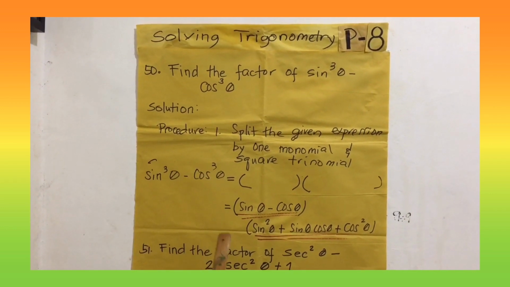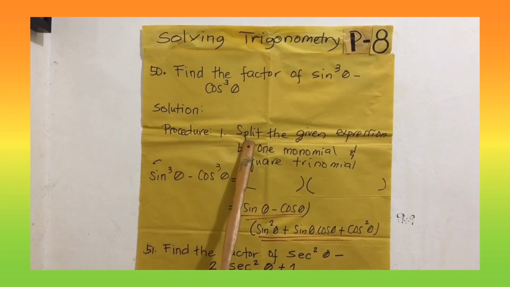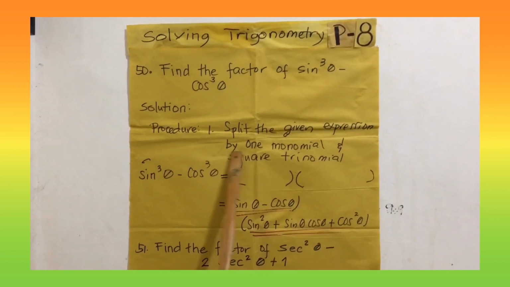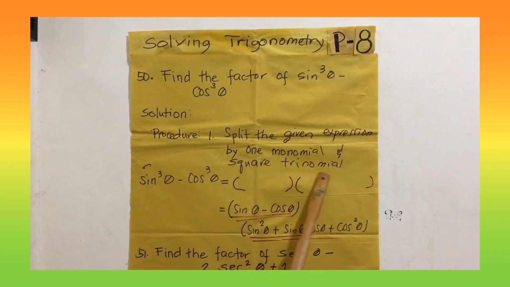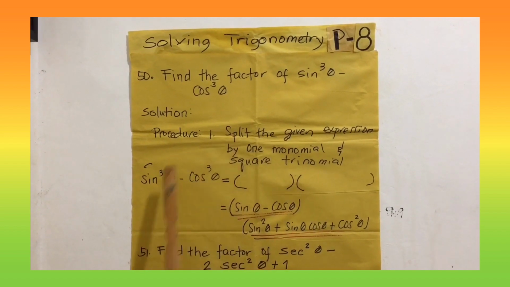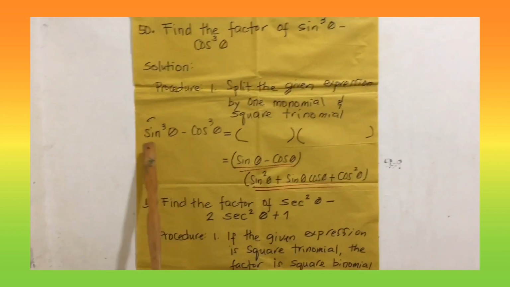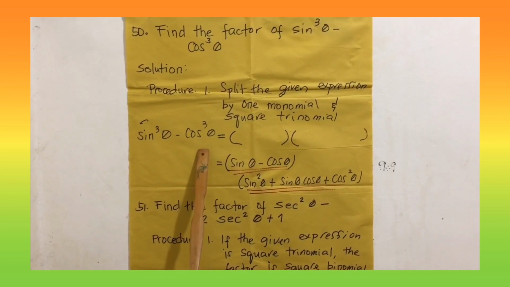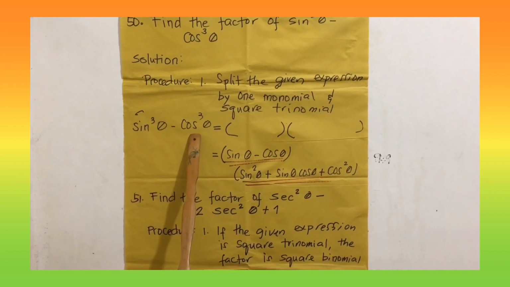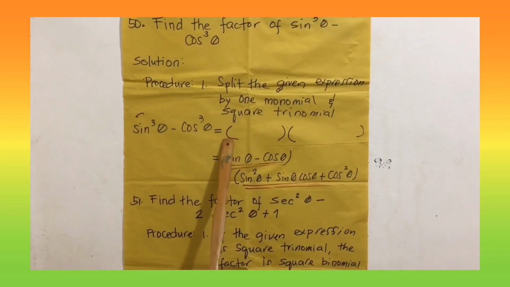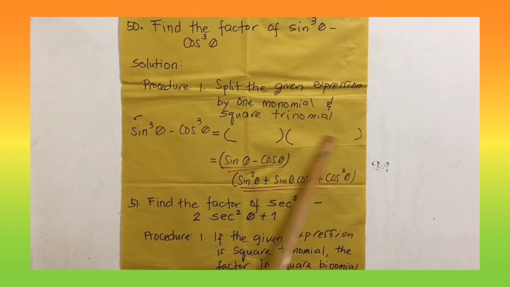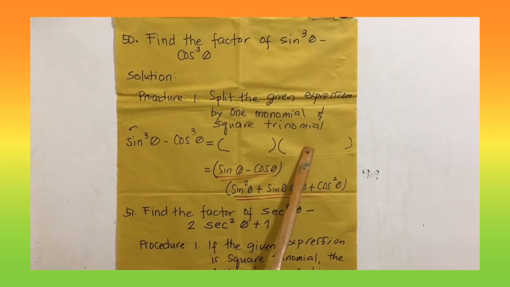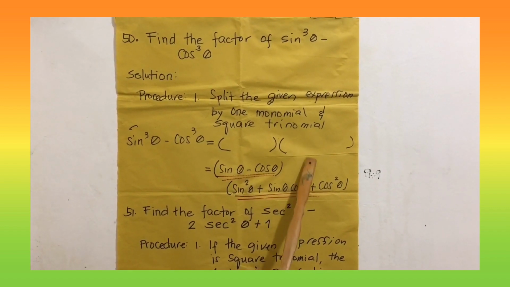So our solution, first we have to remember, procedure 1 is to split the given expression into one monomial and one square trinomial. So what we're going to do is write first the question, sine cube theta minus cos cube theta equals, so we're going to factor this. We have to make two parentheses first, one parenthesis for the monomial and one parenthesis for the square trinomial.